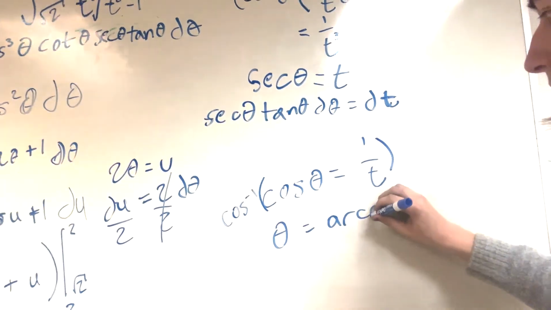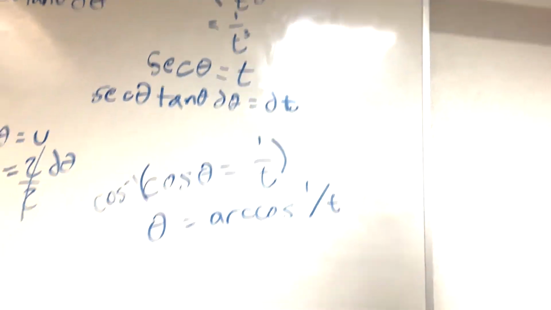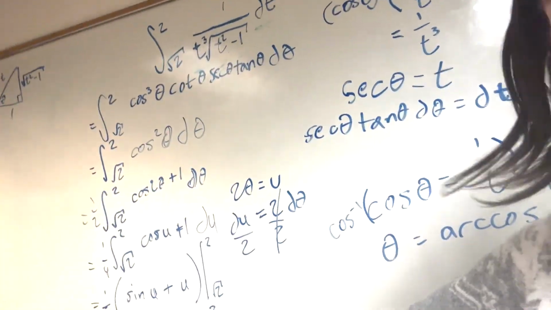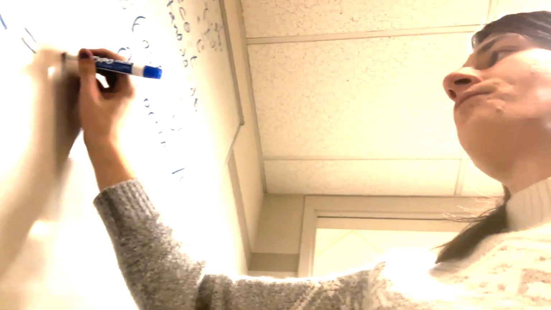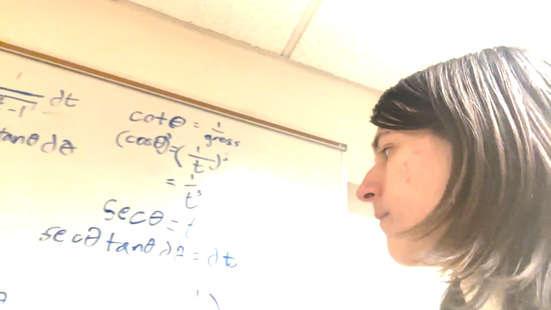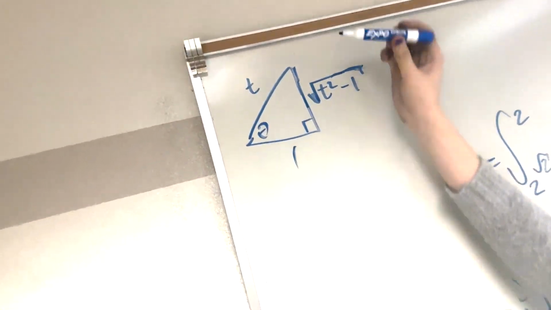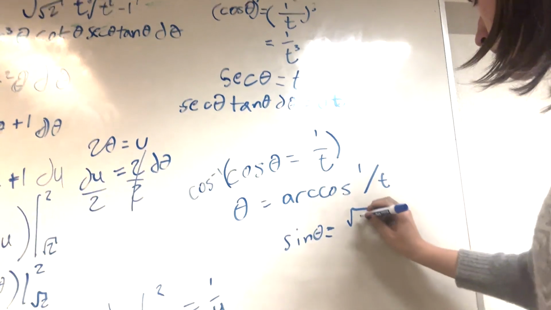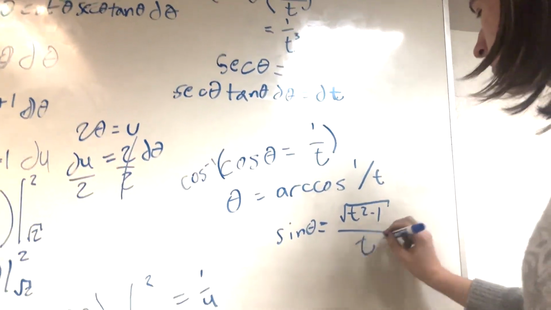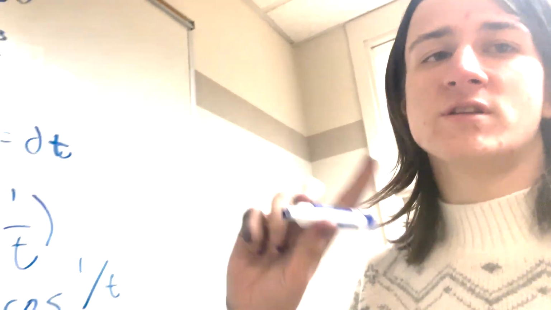And then we have the arc cosine, which is the same thing as the inverse cosine, of 1 over t. So we can plug that in for our theta. We got to figure out what our sine and cosine terms are, right? We already know the cosine is 1 over t. We also need the sine of theta. Going back to our triangle, that's the opposite over hypotenuse, which was the square root of t squared minus 1 over t. And we know cosine is 1 over t.